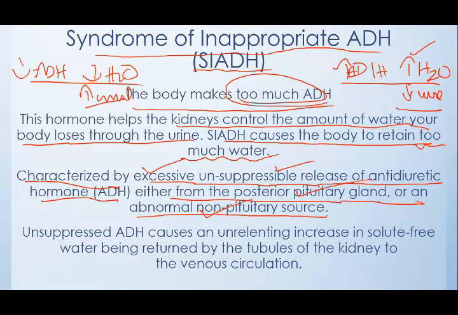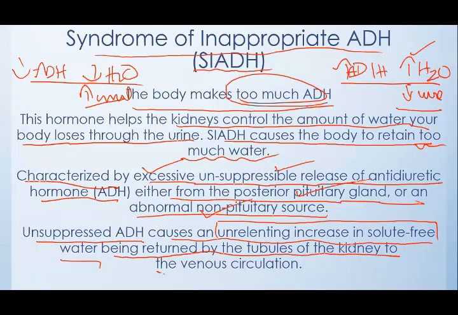The unsuppressed ADH causes an unrelenting increase in solute-free water. Unrelenting increase in solute-free water being returned by the tubules of the kidney to the venous circulation. Solute-free water is being reabsorbed again from the tubules, and it continuously goes into the venous circulation due to the presence of excessive ADH.